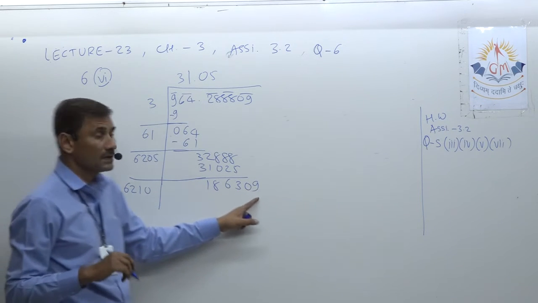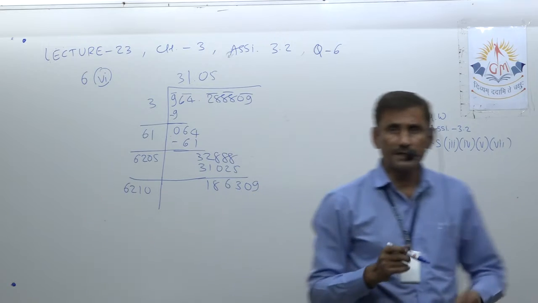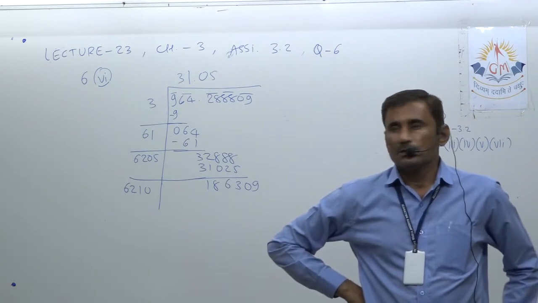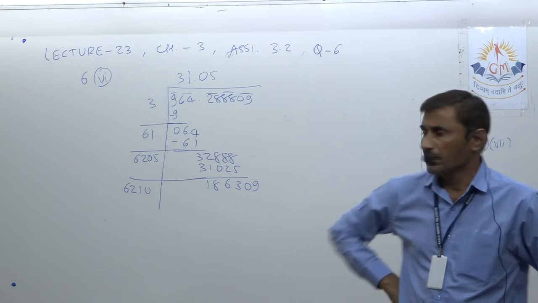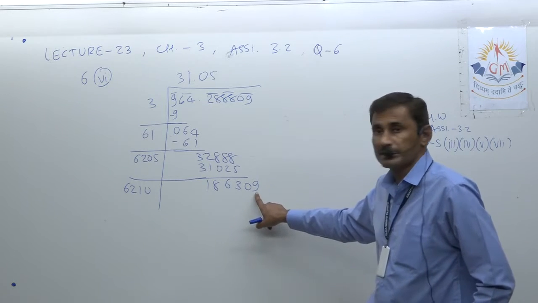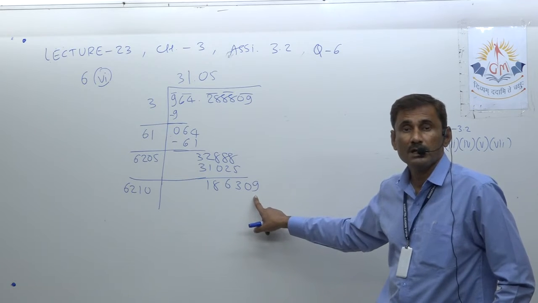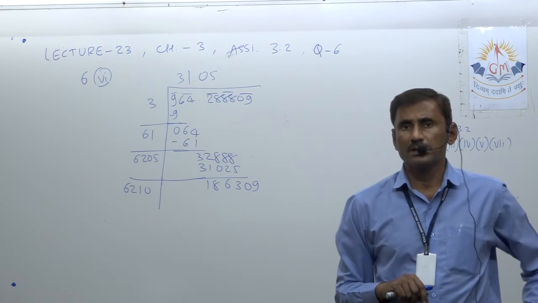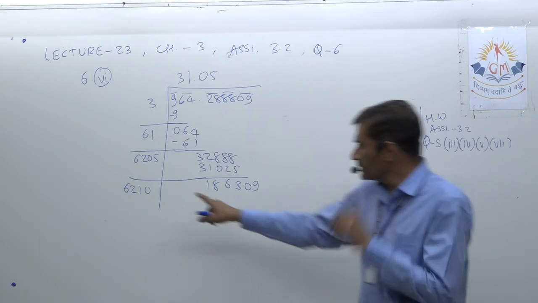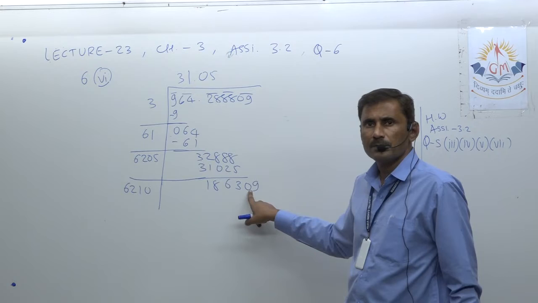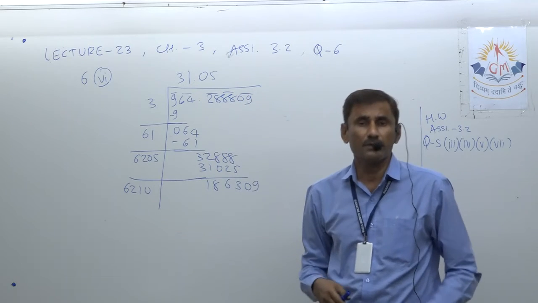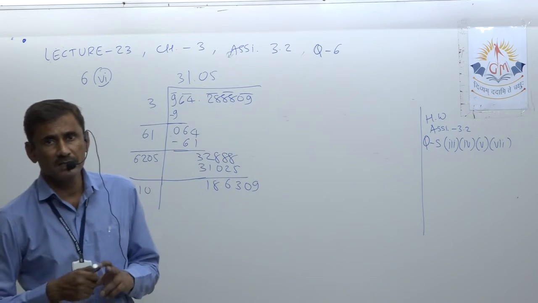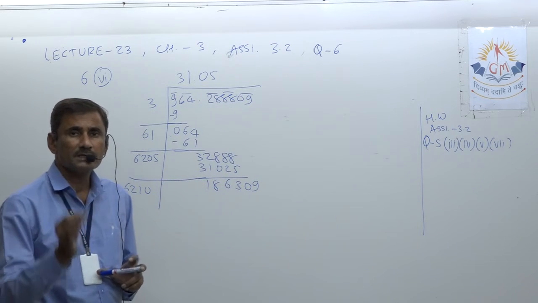But look, this is our last step, and the last digit is 9. Last step, last digit means the unit digit of 9. It is possible if the last digit is 3 or 7. So let's put 3 first and check. If not possible, then we check for 7 also. Because you know if the last digit is 3 or 7, then the square has last digit 9.